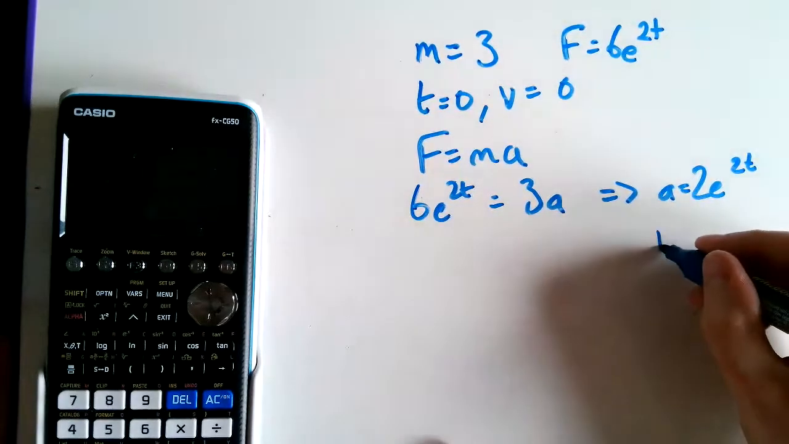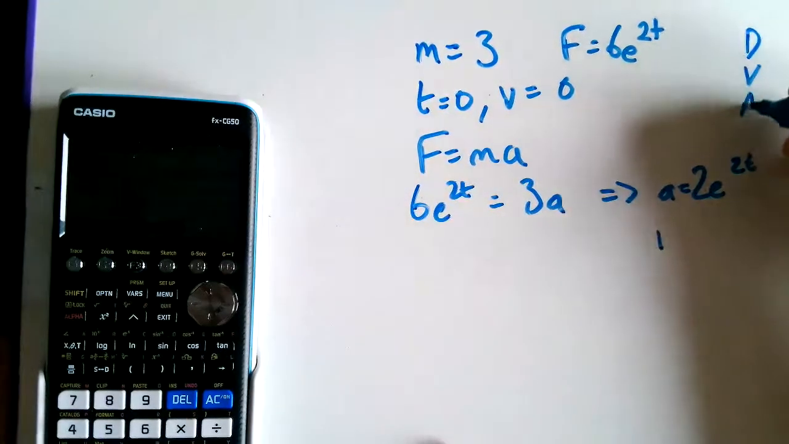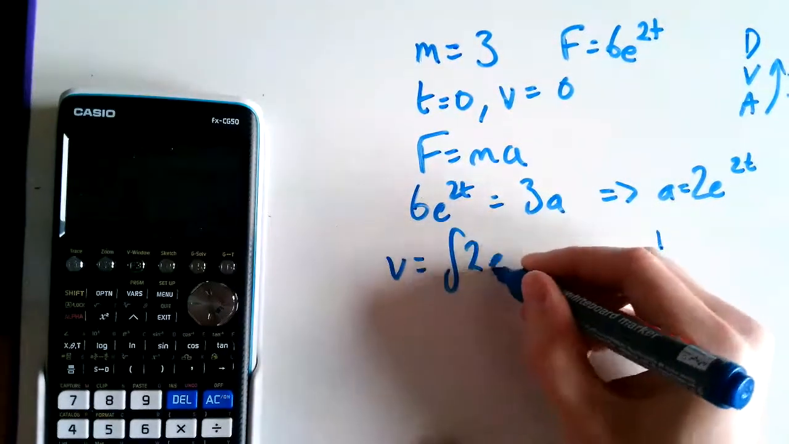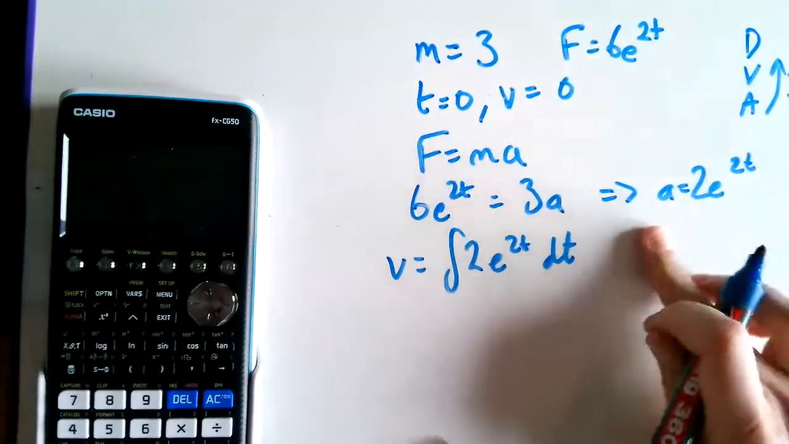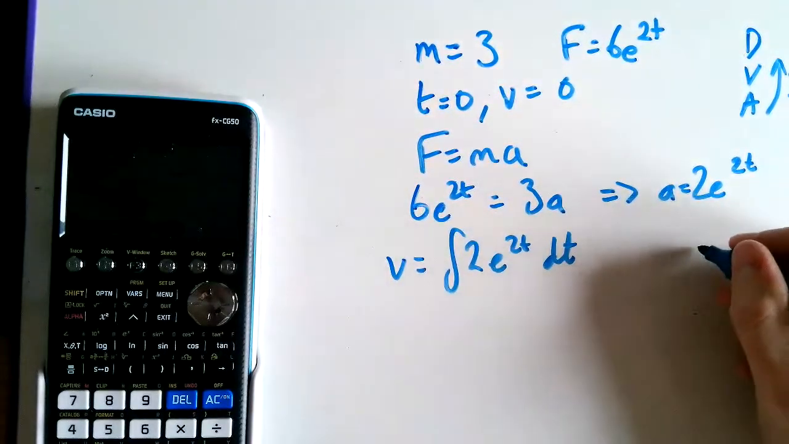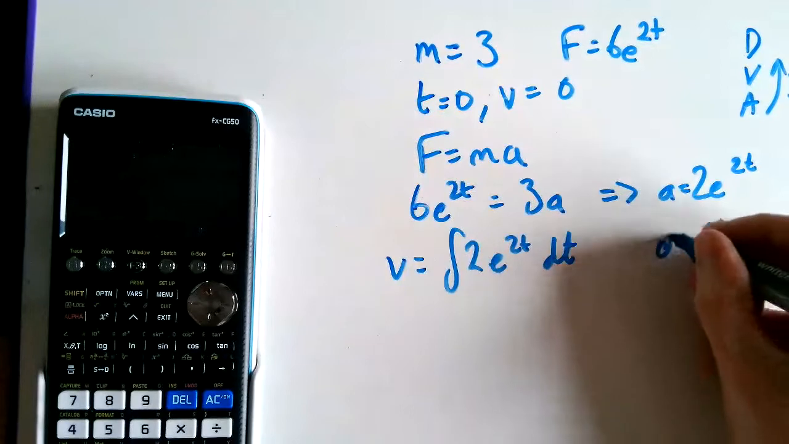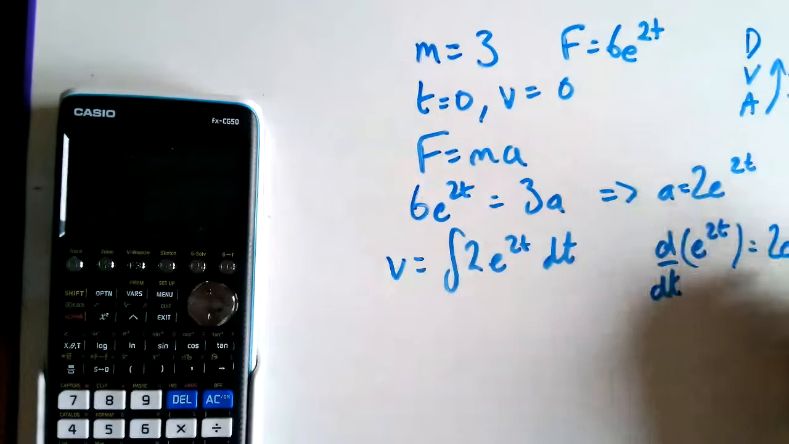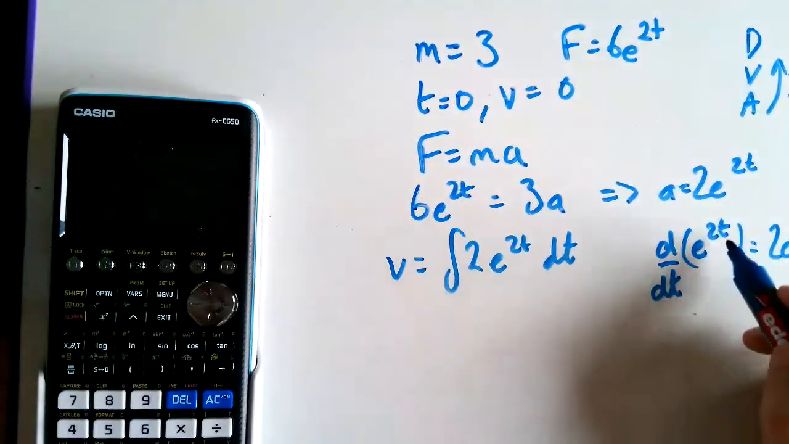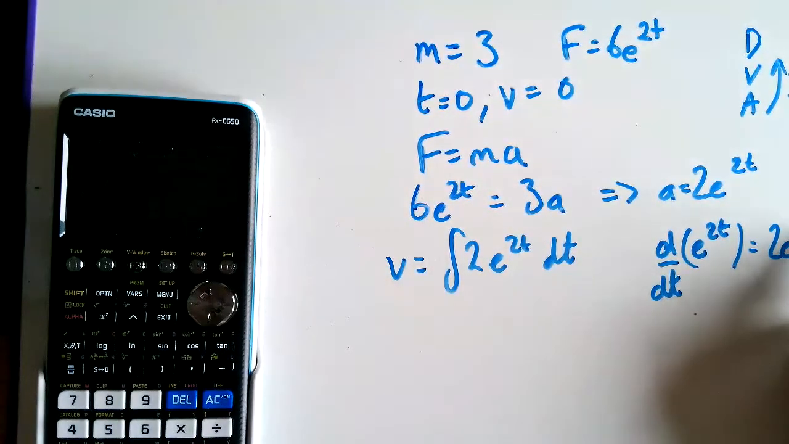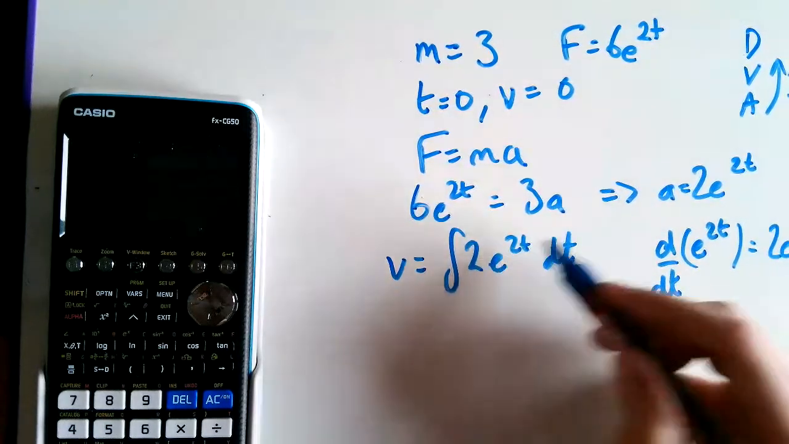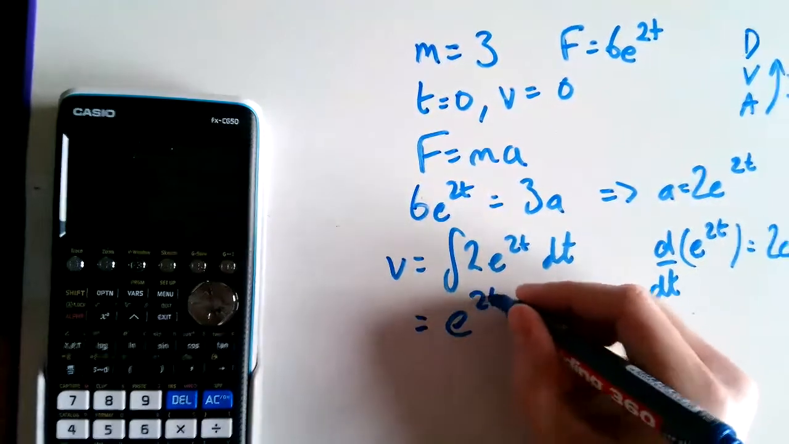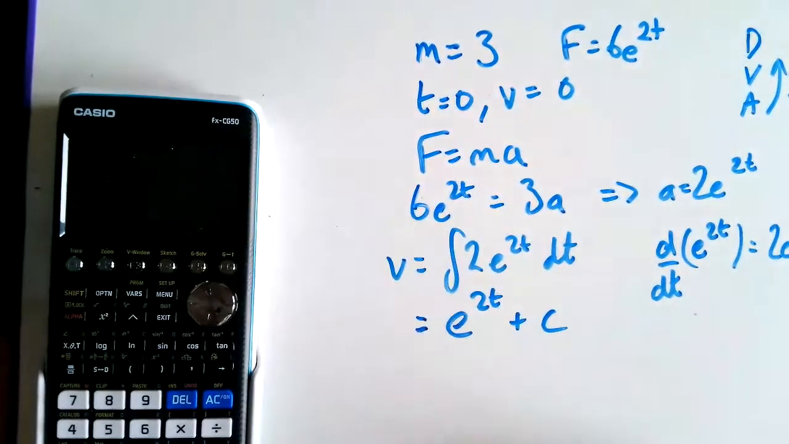Now to get v, using integrate, so v, I'm going to integrate 2e^2t, so I'm going to take a guess, and I'm going to guess that e^2t is going to have something to do with it. So I'm going to differentiate that, and I get 2e^2t, which is what I wanted. So e^2t differentiates to give 2e^2t, so 2e^2t integrates to give e^2t. And I need to remember plus c.